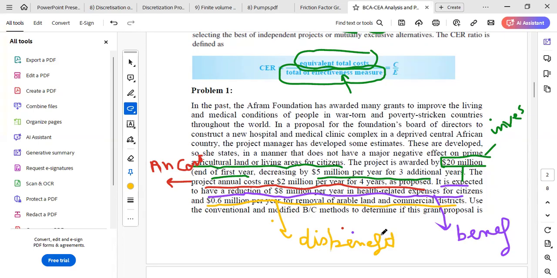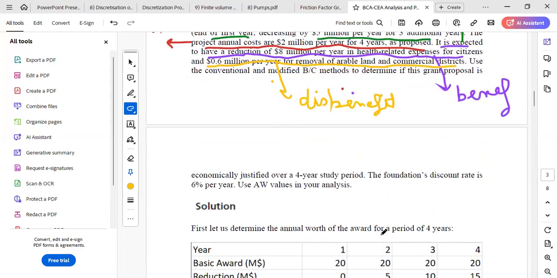And now we want to use the two methods, the conventional and modified benefit to cost methods, in order to determine if this grant proposal is economically justified over a 4-year study period. They said that we need to use a discount rate of 6% per year. So this is A. And they want us to use annual worth values in the analysis. Whenever they say we need to use annual worth values, all costs, all benefits, even investment should be presented in annual worth value. What do we mean by this?